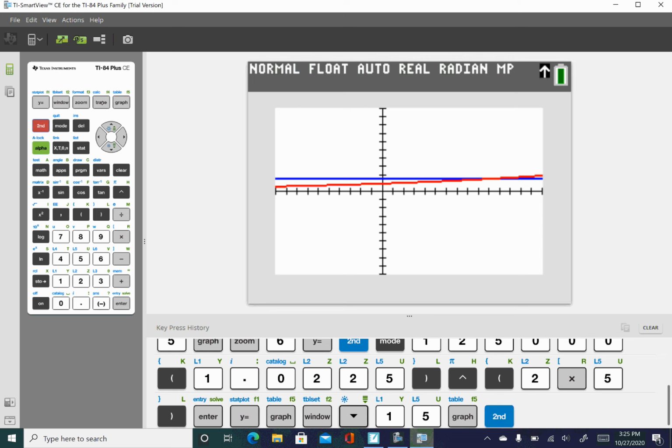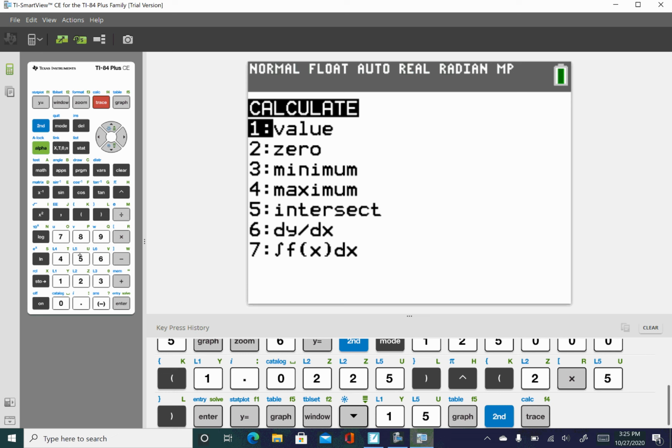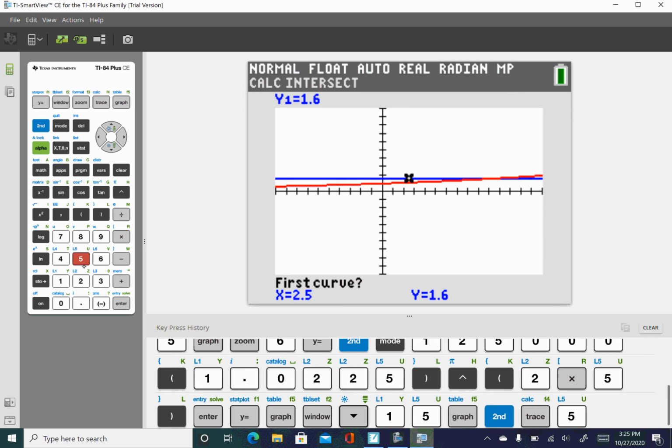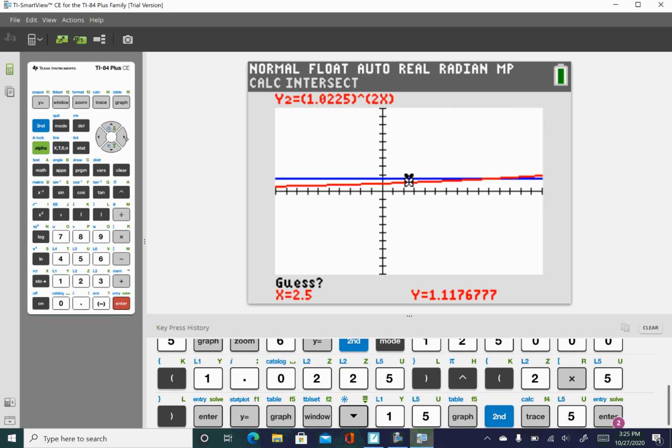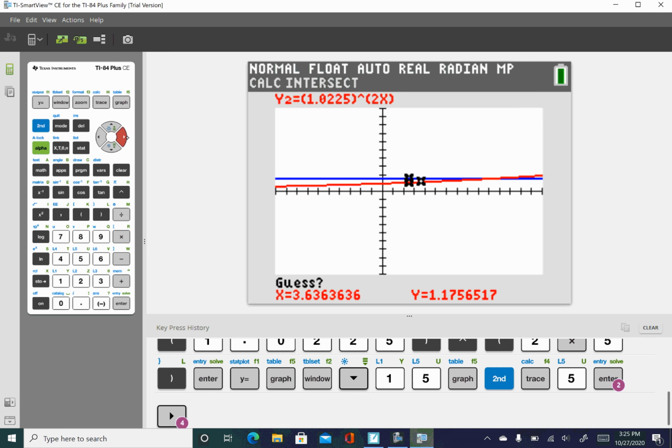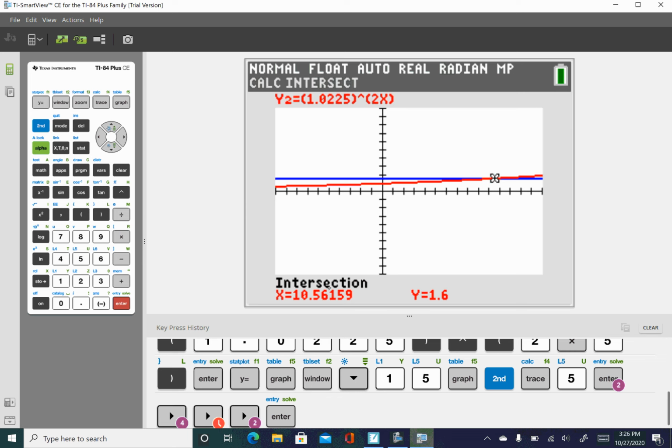Now I'm going to use second trace, number 5 for intersect. You can see here my function is on y1, so I hit enter. And then it's asking for the second curve. My function moved down to y2, so I can hit enter. For the guess, I like to guess as close to the point that I'm trying to find as possible, so I like to come over there, and that looks about right where it's crossing. Hit enter. And then you don't take your answer until you see the word intersection at the bottom.